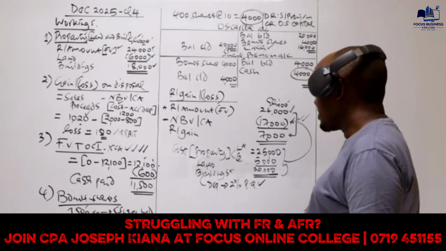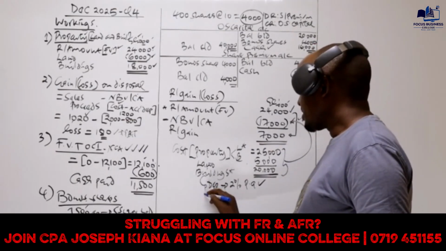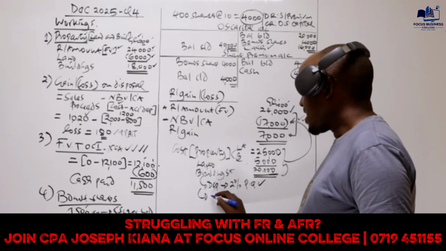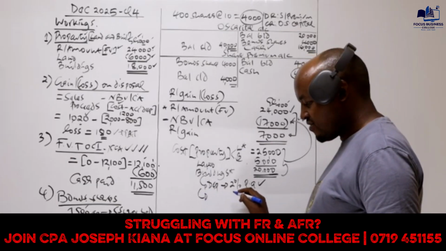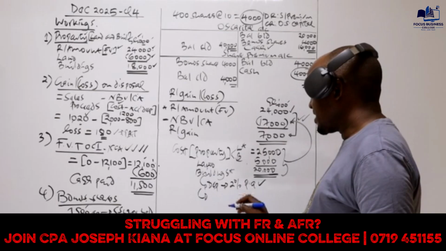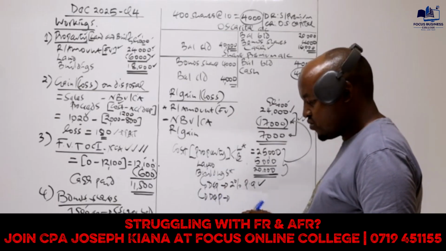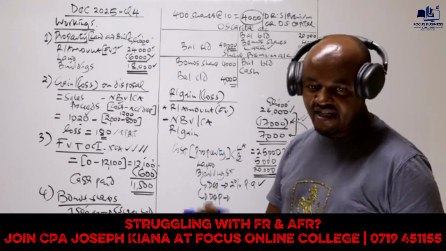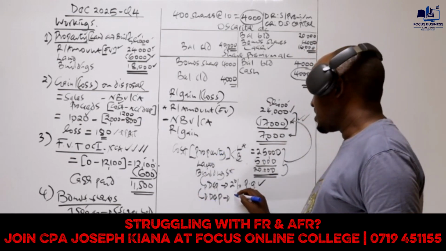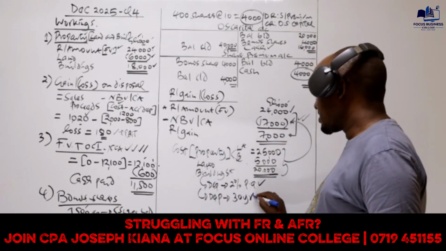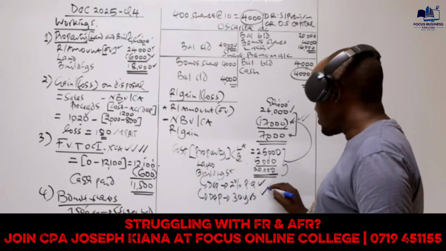So after they were revalued, we are told that now the buildings are estimated to have a useful life of 30 years. So basically what that means is that these buildings which were revalued now will be depreciated on a straight line basis over the next 30 years.